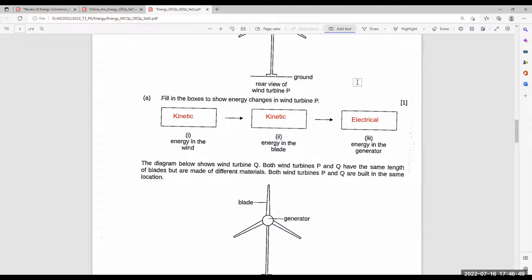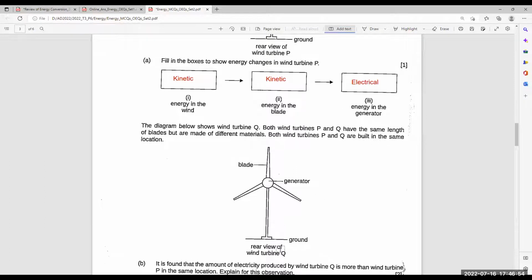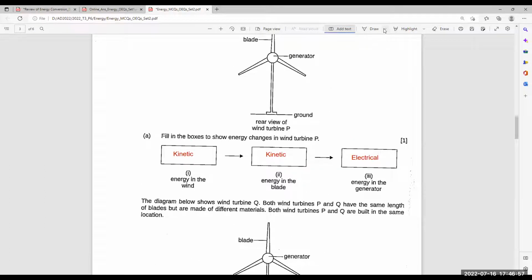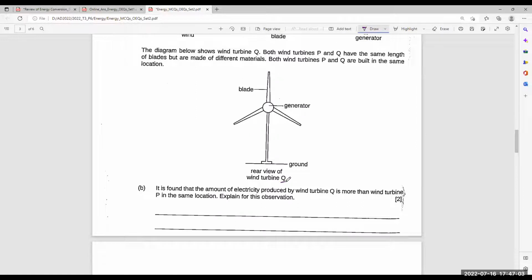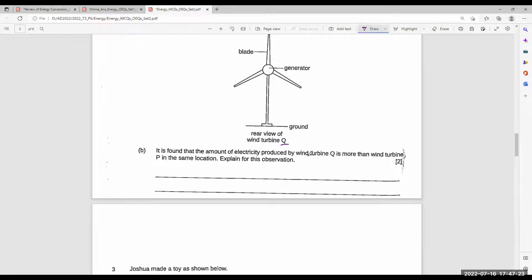Okay, next they say, in this situation, this is turbine P, this is turbine Q. They say that both wind turbines P and Q have the same length of blades. So just now we saw that the blade was very long, like 80 meters, and of different materials. Both are built in the same location. It is found that the amount of electricity produced by wind turbine Q is more than wind turbine P. So they ask you to explain this observation.